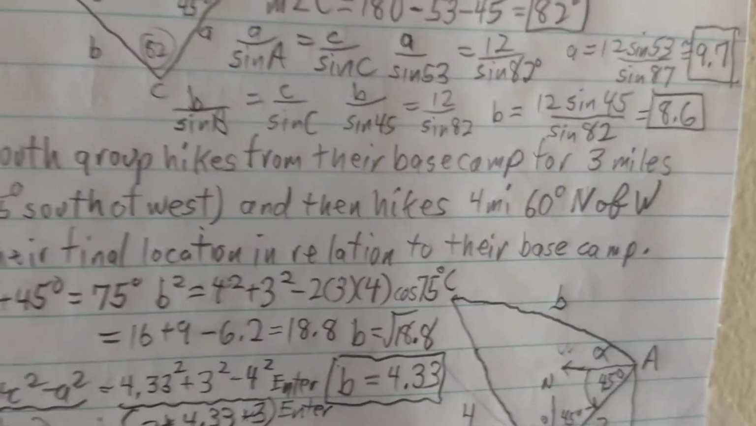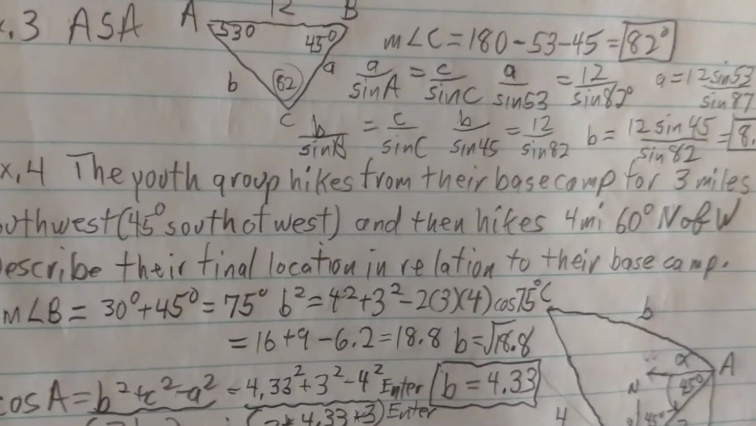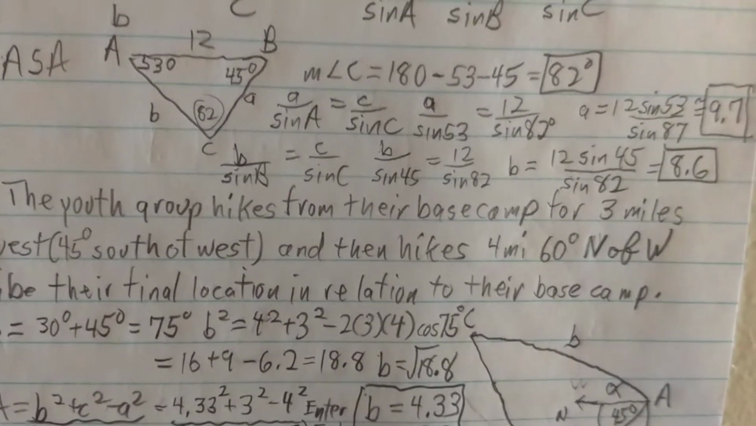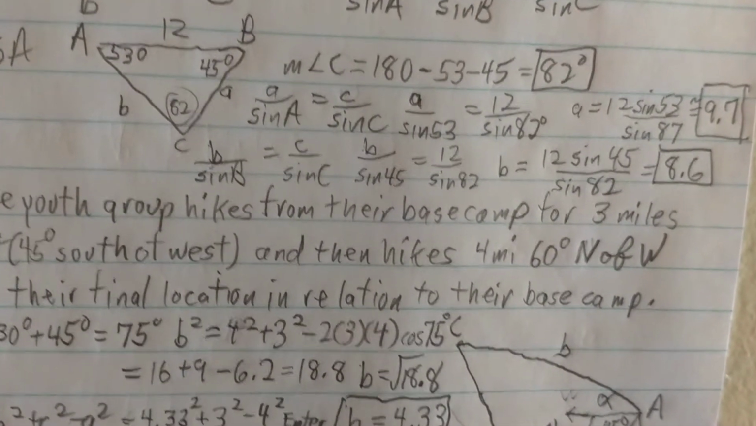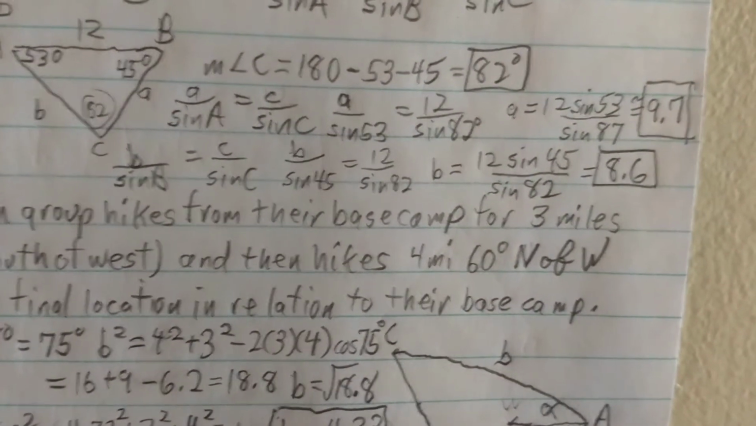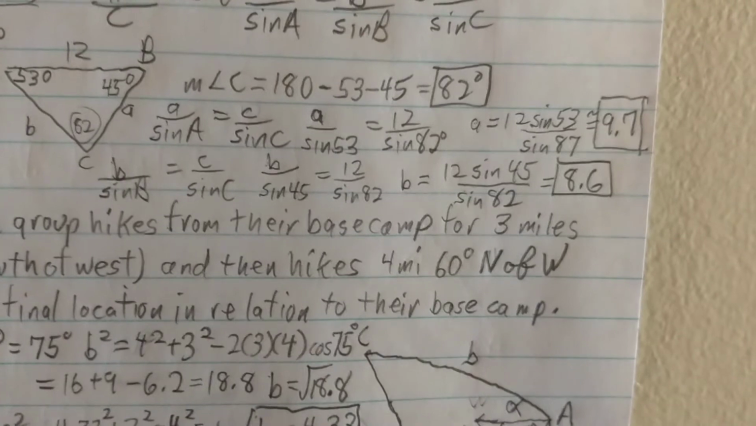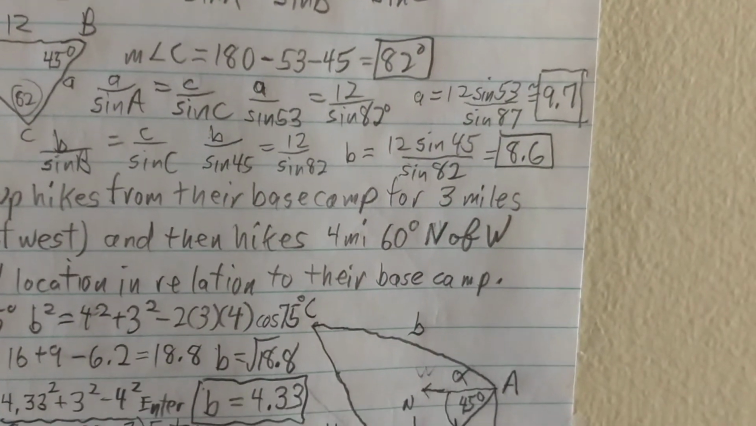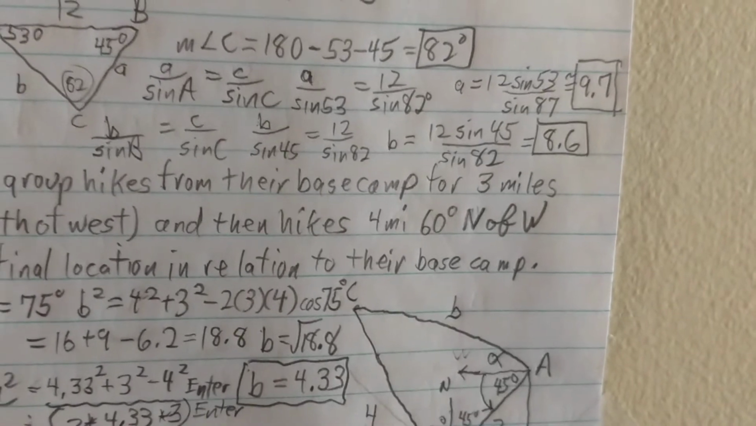Now we can do that again for side B, as B over sine B equals C over sine C, and that gives us B over sine 45 is 12 over sine 82. Multiplying through by sine 45, we get B is 12 sine 45 over sine 82, and that's 8.6.